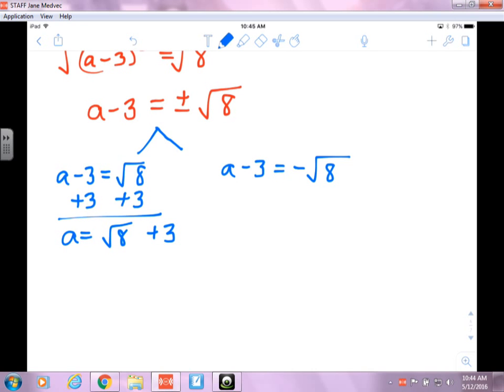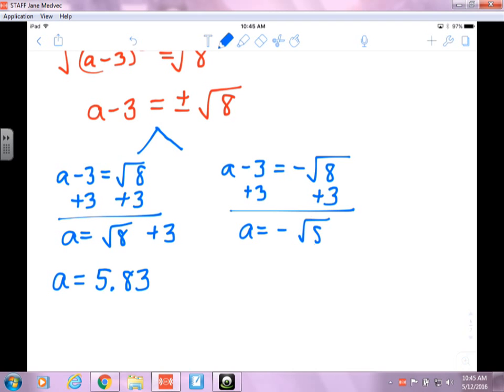Okay? If I do that, I take the square root of 8 and I add 3, and A equals 5.83. And then the other one, I'm going to add 3. A equals negative the square root of 8, and then the plus 3 goes way off to the side. Don't put it underneath the radical, because it'll be wrong. Right? Notice the negative's on the outside, and then I'm going to add 3, and I end up with 0.17.